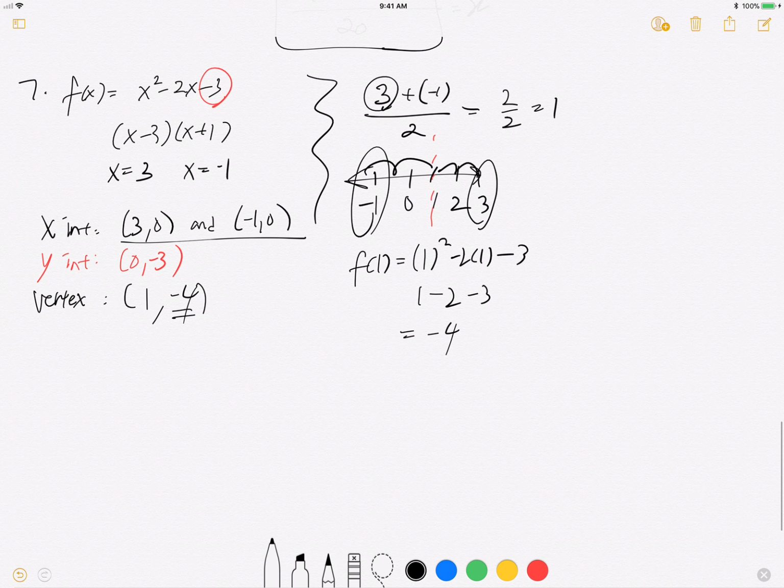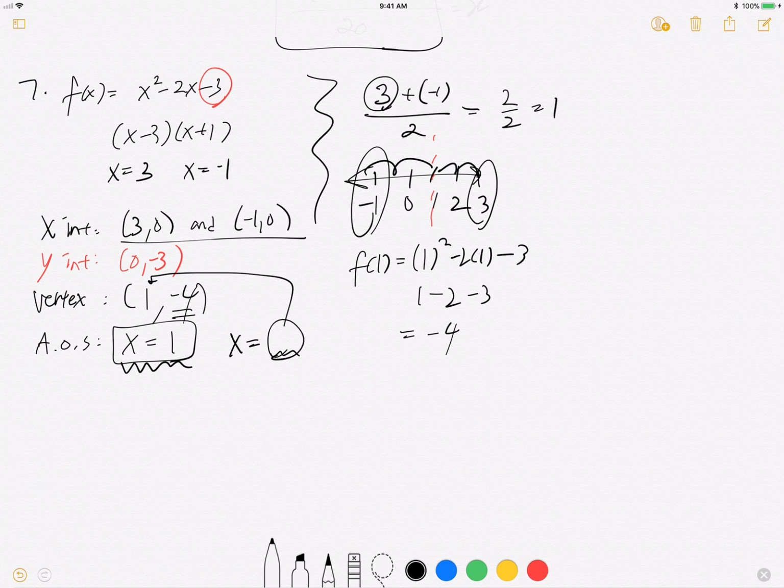The other thing I would need is an axis of symmetry. The axis of symmetry would always be labeled at x equals 1, or the template for the axis of symmetry will be x equals something. And this something is the same value as the x-coordinate of the vertex.